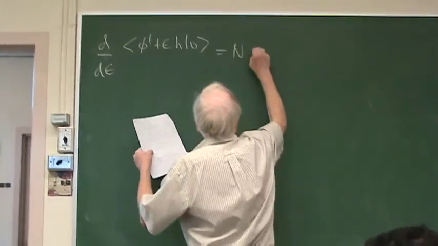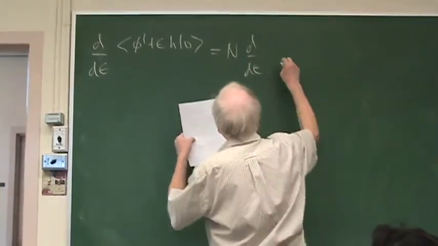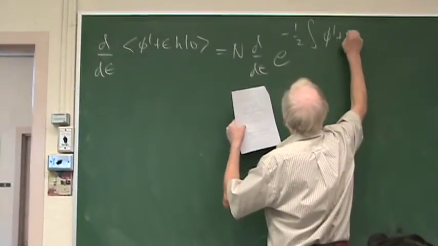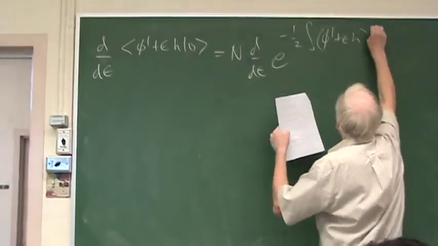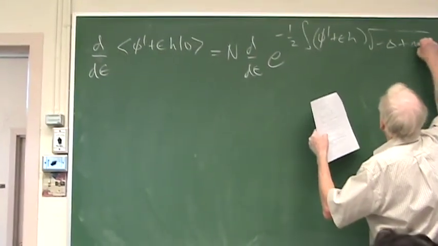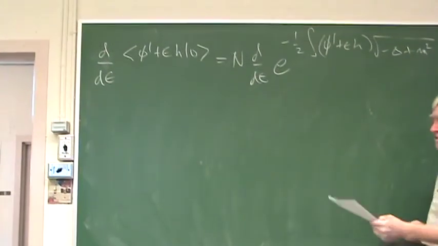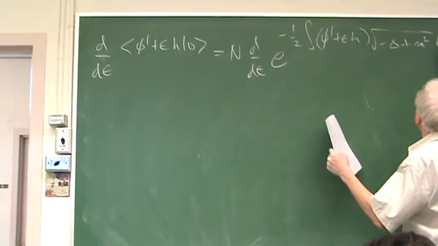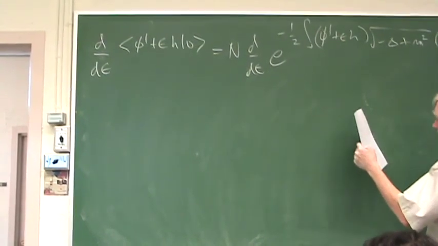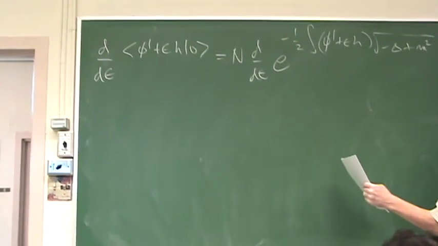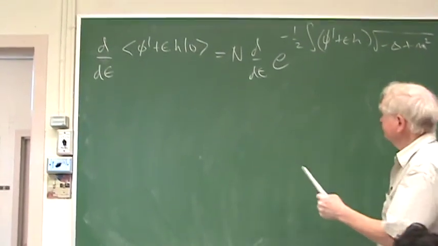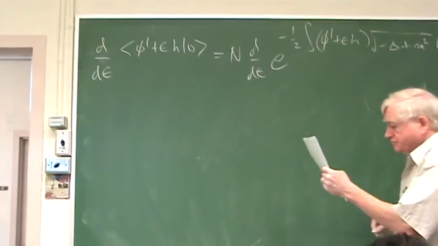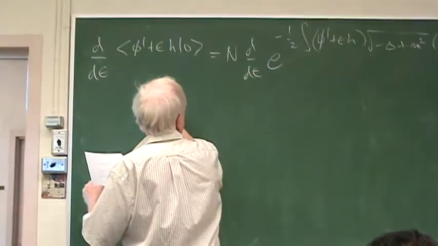And that would be N d by d epsilon of e to the minus 1/2 integral of phi prime plus epsilon h, times minus Laplacian plus m squared. The Laplacian is the same thing as grad squared. I somehow switched notation in the middle of this derivation here. And of course, at epsilon equal to 0.